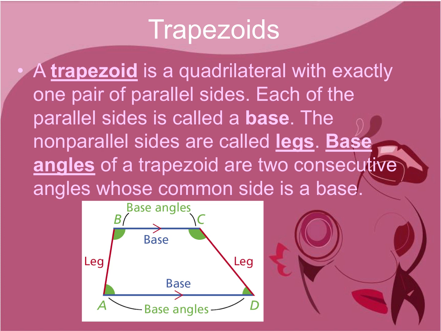So, let's put this into some words. The trapezoid is a quadrilateral, so it has four sides. We know that a trapezoid has one pair of parallel sides, which are the top one right here, the bottom one right there. Those are called bases. The parallel sides are the bases. The other two sides are the legs.